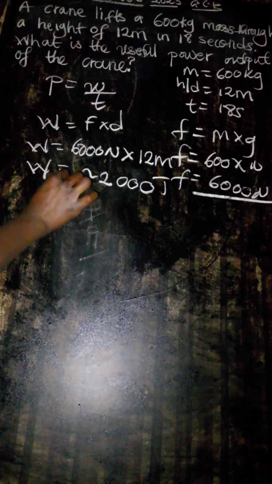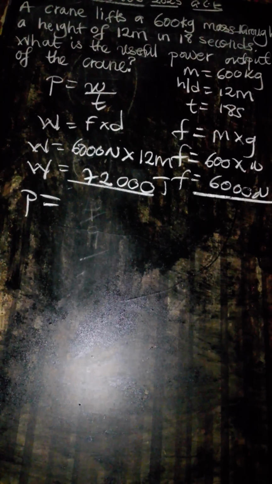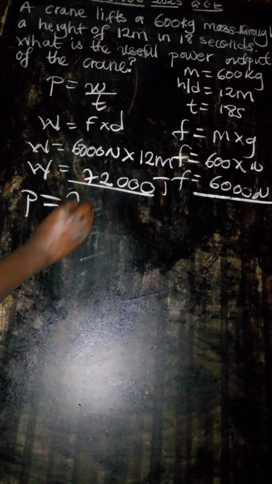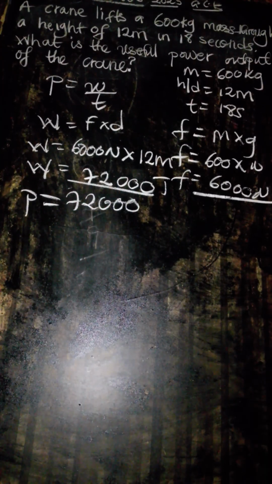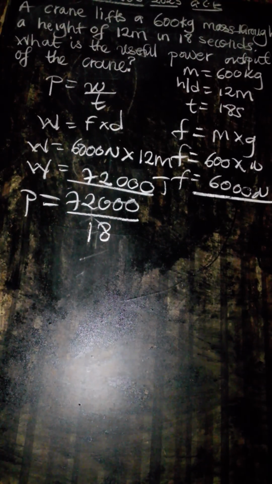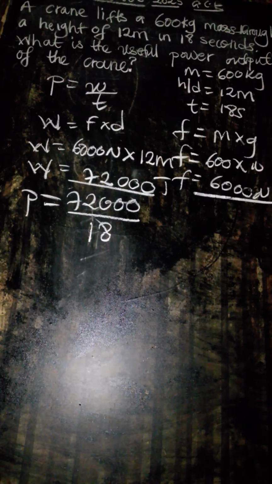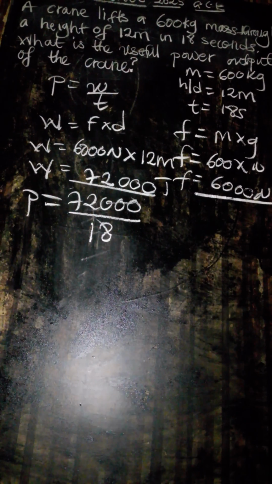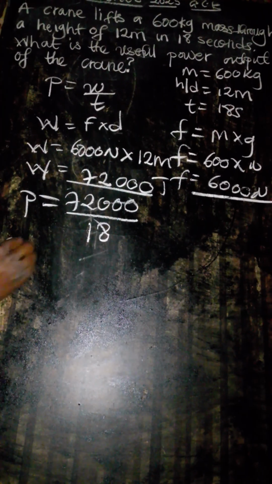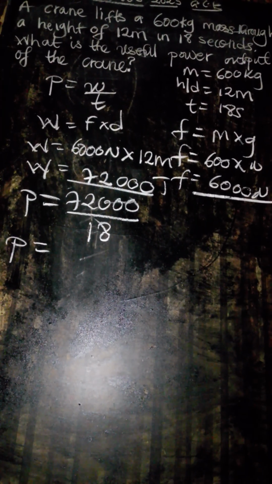From here, I'll say power equals, I can now calculate the power since I have the work and I have the time. Work, we have 72,000. And as for the time, it took 18 seconds. Now, learners, I'm going to calculate. I will not use a calculator, in case of you who might leave your calculator at home, but please, learners, I urge you to not forget your calculators. They're very much important in physics. So I'll say power equals 72,000 divided by 18.